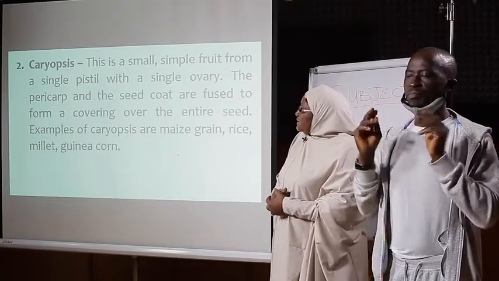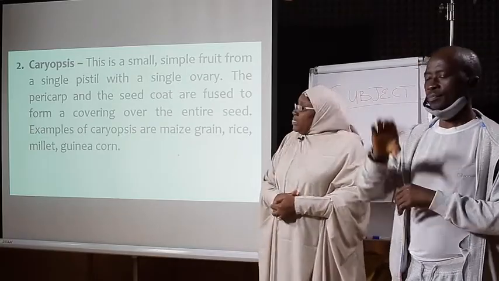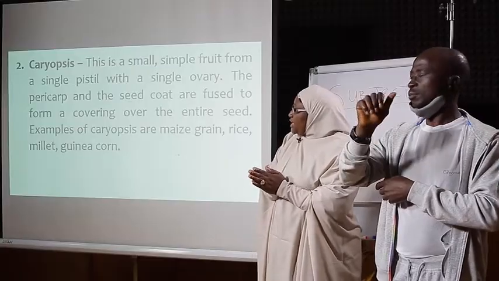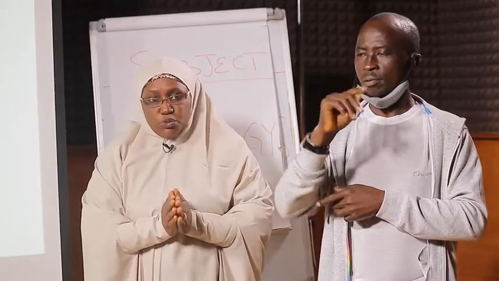Then we look at the next one, that is caryopsis. Caryopsis are simple fruits from a single pistil with a single ovary. The pericarp and the seed coat are fused together to form a covering over the entire seed. Examples of caryopsis are grains. We have common grains at home like maize, rice, millet, guinea corn. These are all caryopsis, meaning the pericarp and the seed coat are fused together.